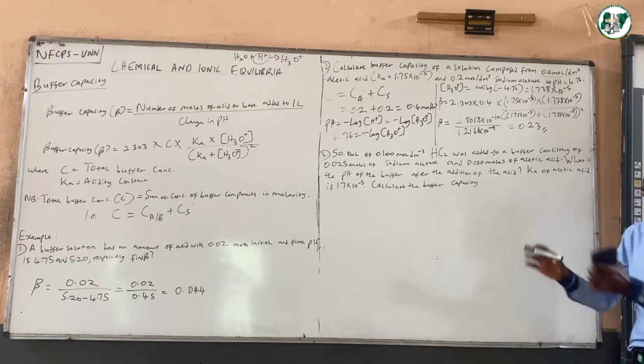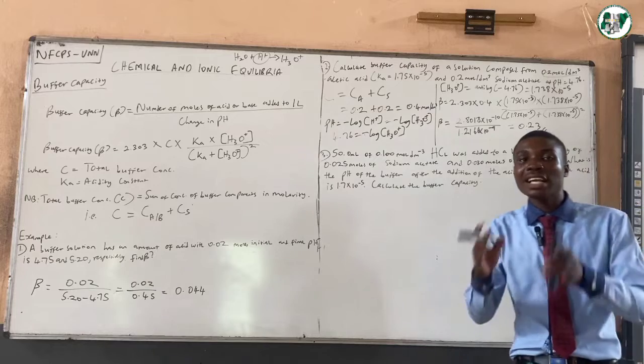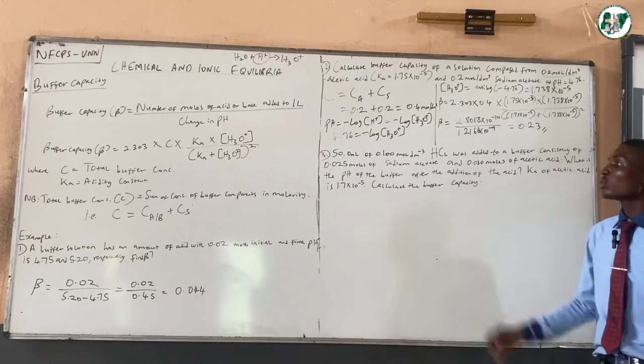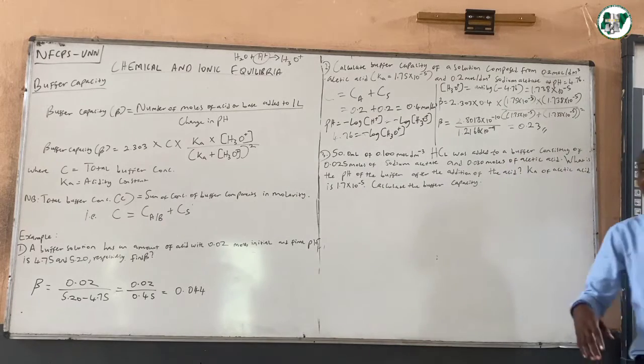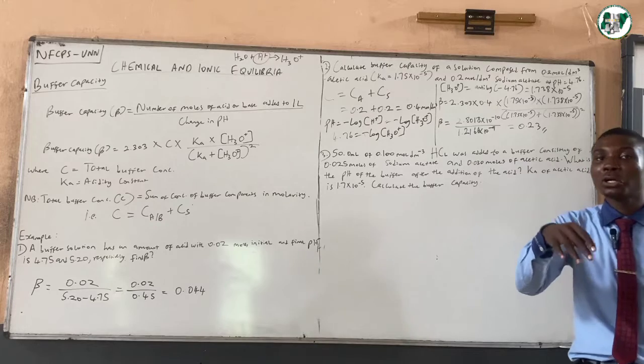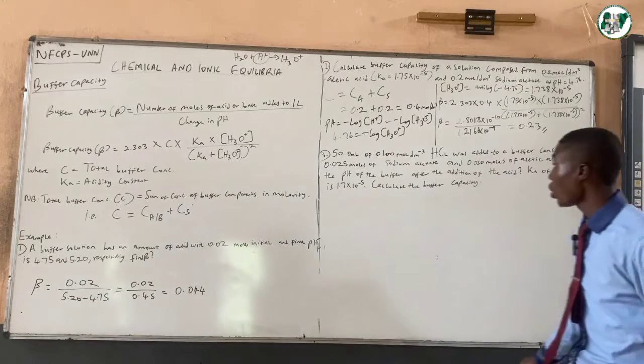So very simple stuff. Know how to use your formula, apply it, and you get your answer. So let us look at the third example before we look at the last example, and then move over to solubility product, common ion effect, and then we solve the exercises.